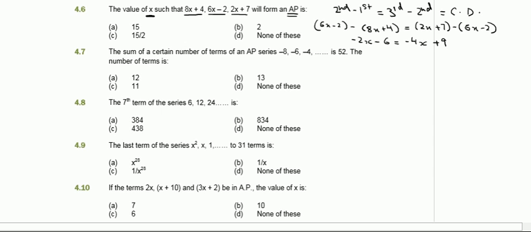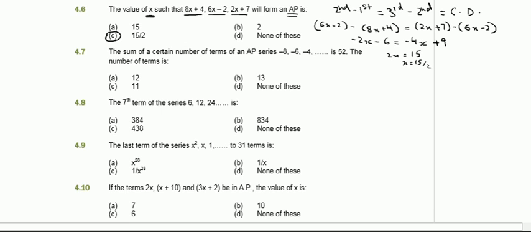Then solving it further, it will be 2x is equal to 15 and x is equal to 15 over 2. So 4.6, our answer will be 15 over 2, which is C.